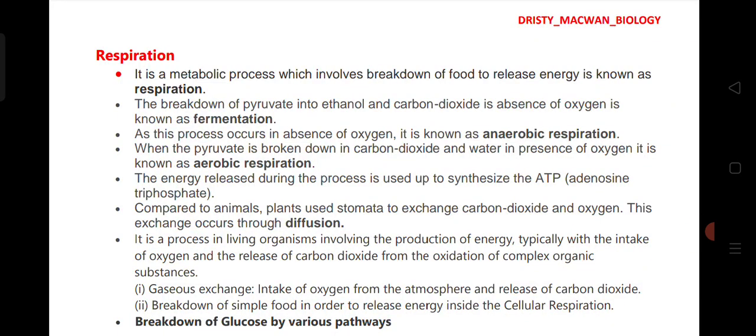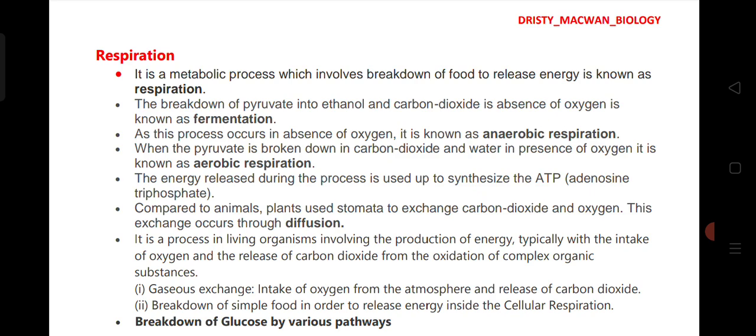Today we are going to see Class 10 Science Biology, and we are going to resume Chapter 6, that is Life Processes. In the previous class we have already seen the human digestive system, and today we are going to start with the next topic, and that is respiration.